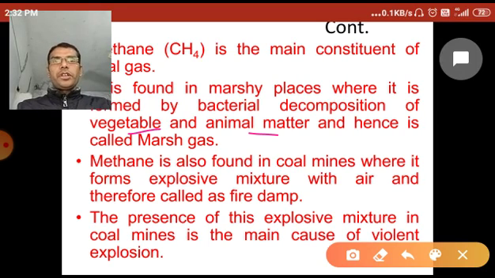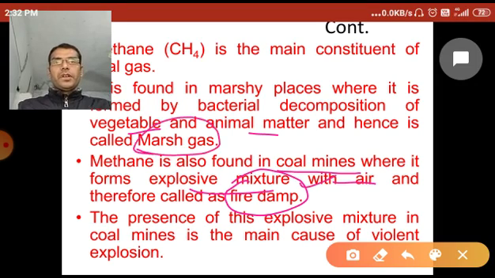Methane is also found in coal mines where it forms an explosive mixture with air. It burns with air, and therefore it is called fire damp. So methane is also called fire damp, and methane is also called marsh gas. The presence of this explosive mixture in coal mines, the main cause of violent explosions, is due to methane.